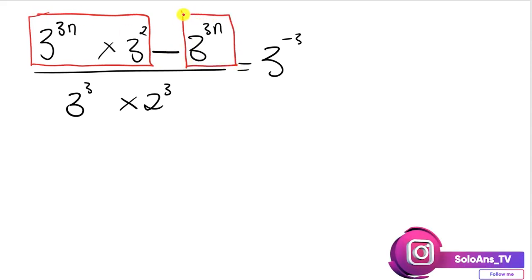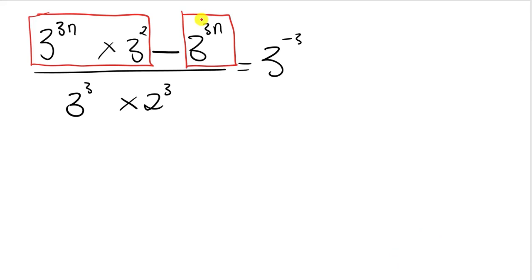Don't forget that terms are being separated by addition and subtraction signs. If that is the case, then we can say that there is a common factor there. The common factor is 3 exponent n. That is, this particular one is a common factor. Okay, so let's factorize the 3 exponent 3n out.